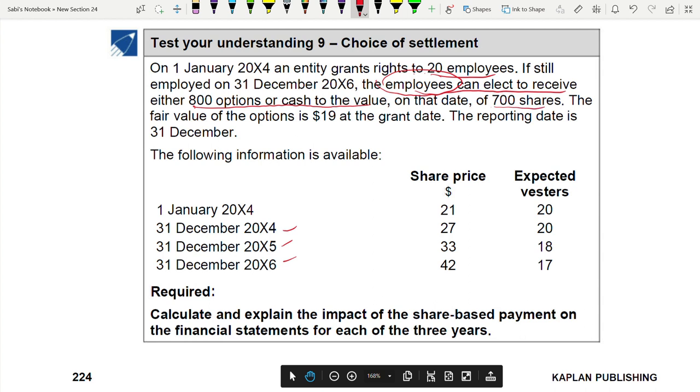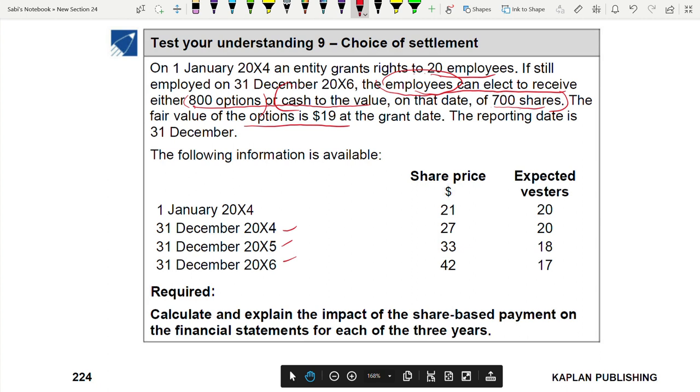On that date of 700 shares, the fair value of the option is 19 at the grant date. 800 options or cash to the value of that date of 700 shares. This is one thing, and 800 options is a separate thing. You have been given the share price and you have been given the expected vesters.